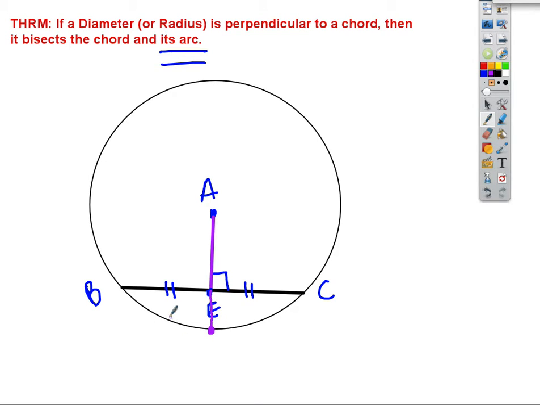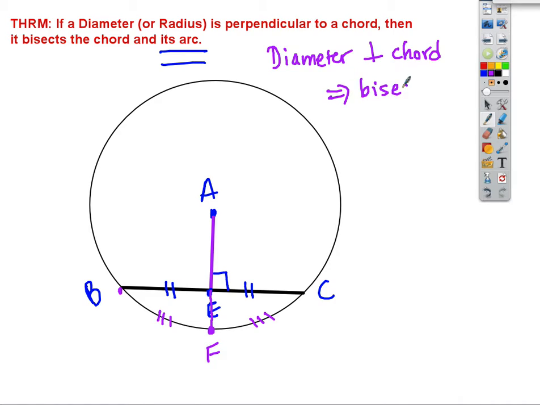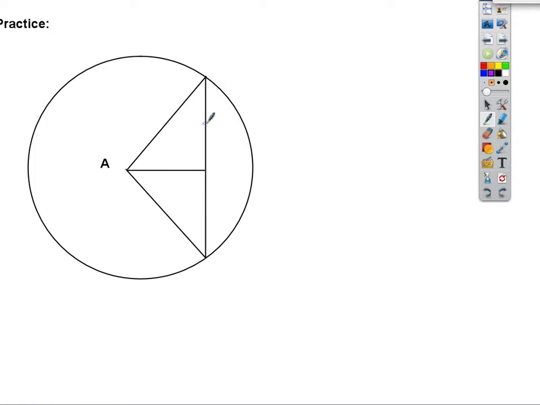Yes, the arc can be bisected. So from B to, I'm just going to name this F, BF would be congruent to FC. So if the diameter is perpendicular to a chord, then it bisects that chord and the arc. This is helpful in problems like this.